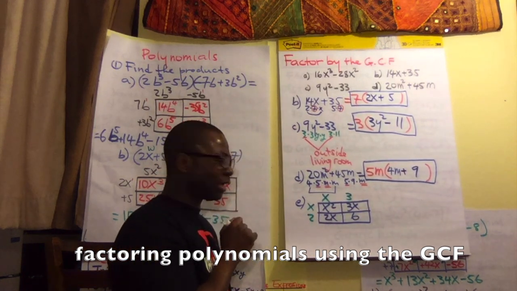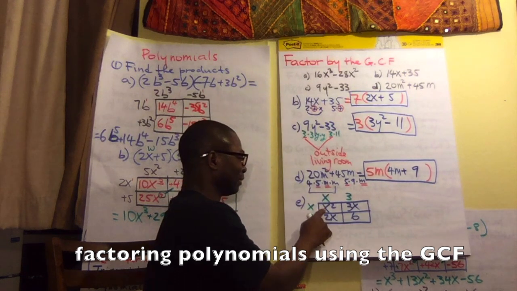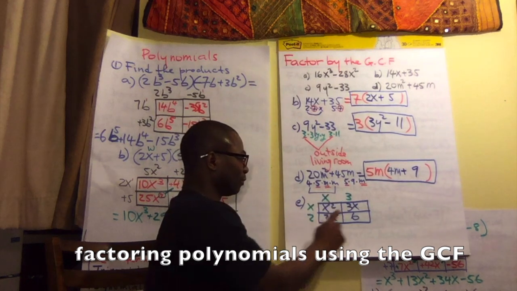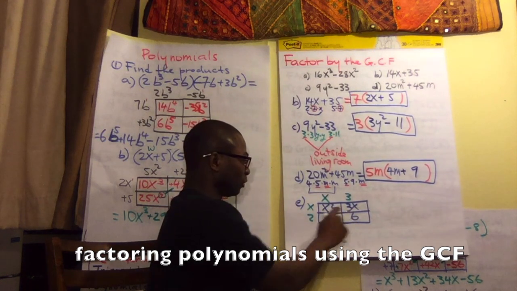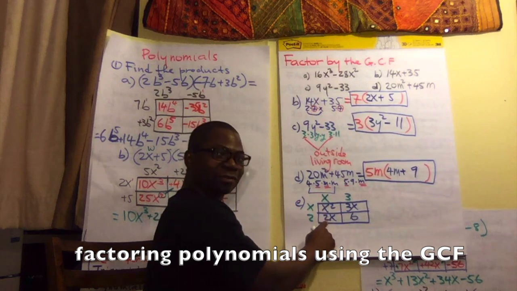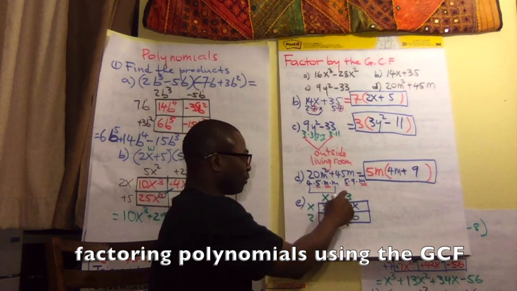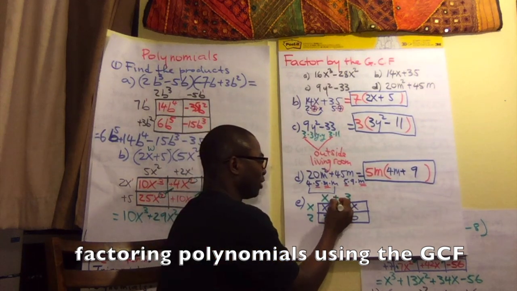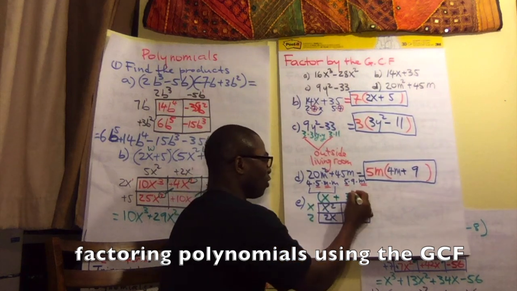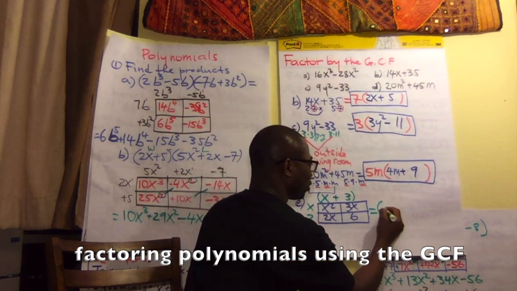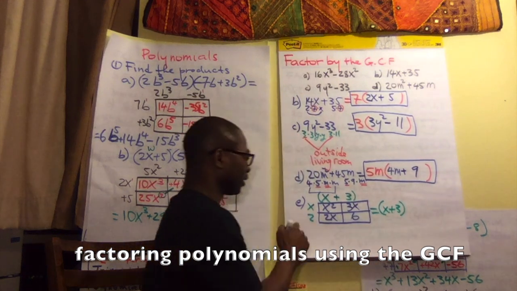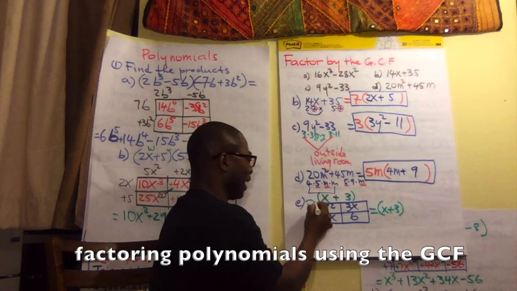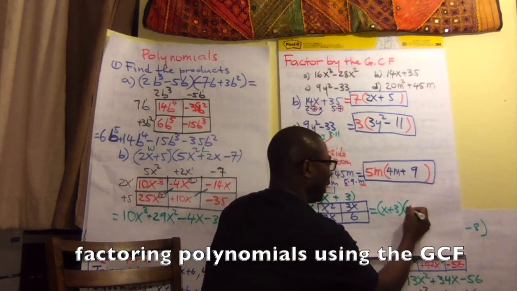Now let's see if this thing makes sense. X times x, x squared. Oh, that works. X times 3, 3x. That works too. 2 times x, 2x. We're on the right track. 2 times 3, 6. Guess what? We could just put plus here. So x plus 3. This is one of our answers. Here's the other one. Oh, we could put plus in between because there's no minus, right? So x plus 2.